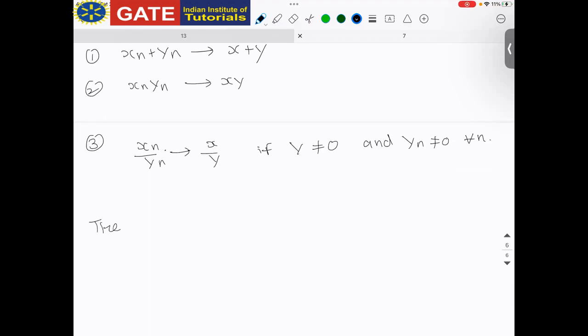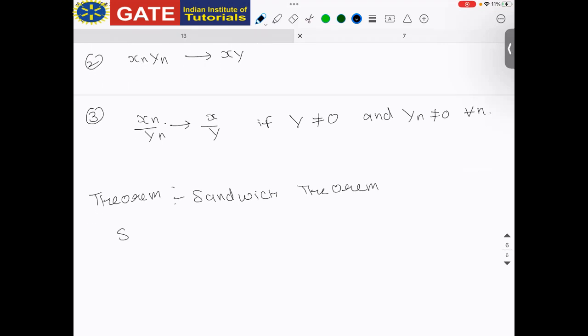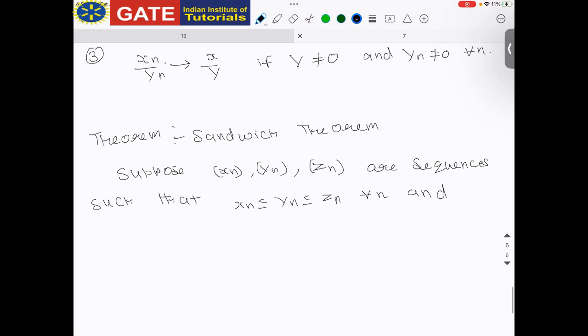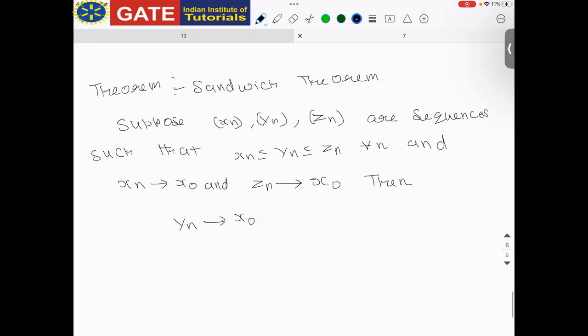Now, next theorem, which is known as the sandwich theorem. Suppose xn, yn, and zn are sequences such that xn is lesser than equal to yn is lesser than equal to zn for all n, and xn converges to x0 and zn converges to also x0, then yn will also converge to x0.